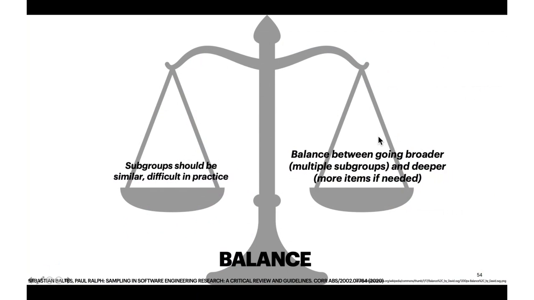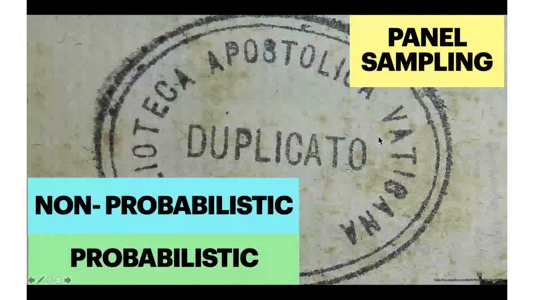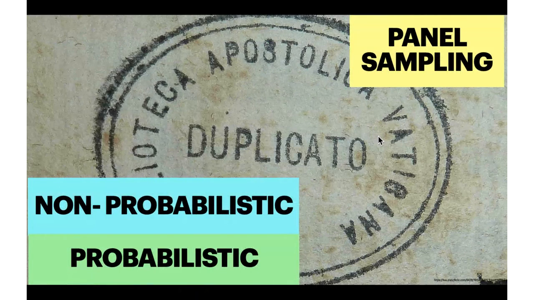Okay, let us move to panel sampling. So panel sampling is essentially a very simple idea that the same sample is studied 2 or more times. And it is orthogonal to what kind of sampling strategy has been used. It might have been probabilistic, it might have been non-probabilistic, it might have been mixed. You have determined your sample and you just study it twice.